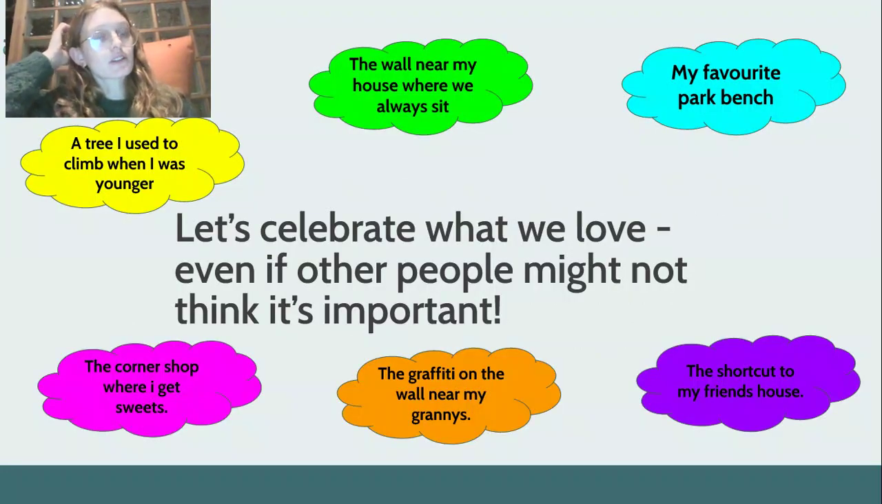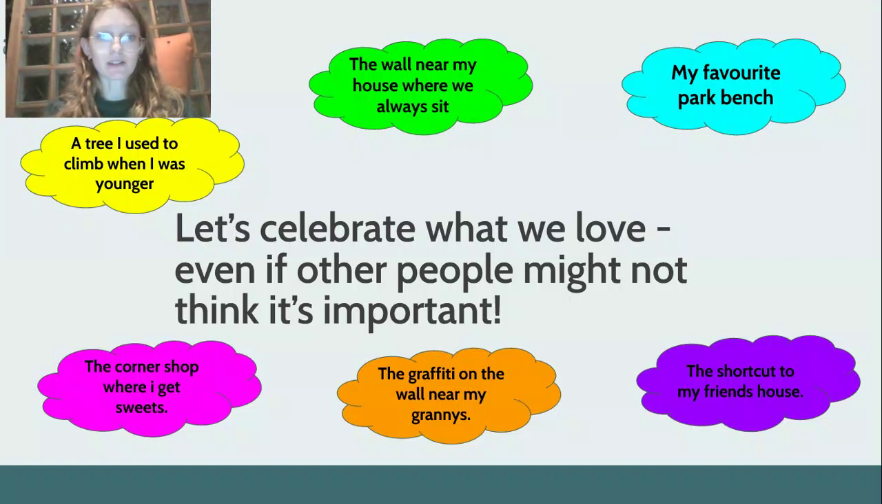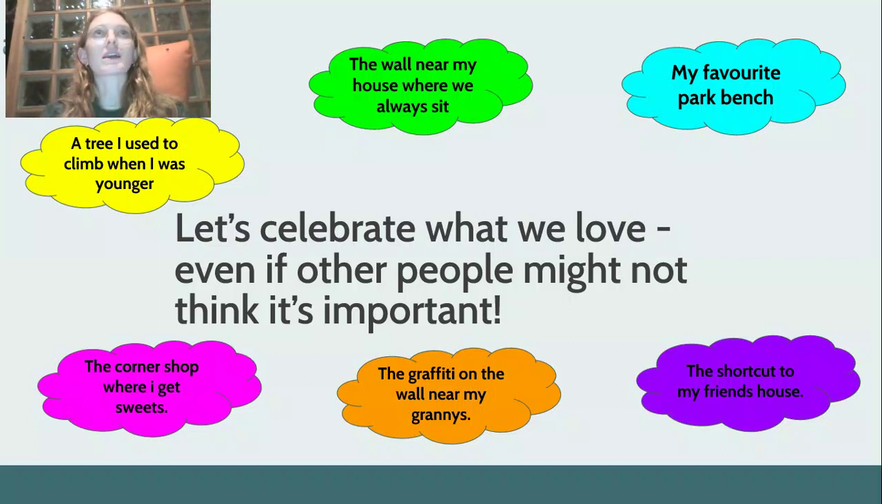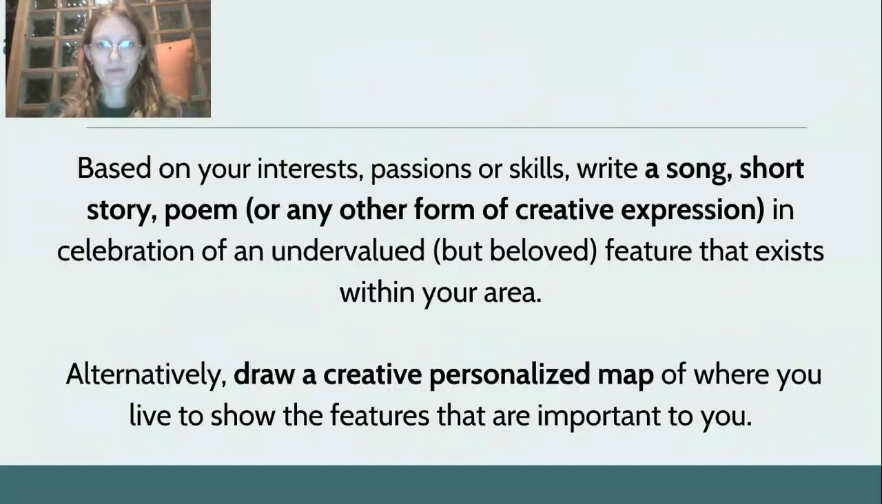So now your students are going to do celebrating something that they love, even if other people might not think it's important. So it's important for this next activity that they are choosing something. It doesn't have to be huge, it just has to be something small. So it might be like their favorite park bench, some graffiti that they love, a tree they used to climb. Ideally, it's something that's often overlooked, that they have a personal connection to.